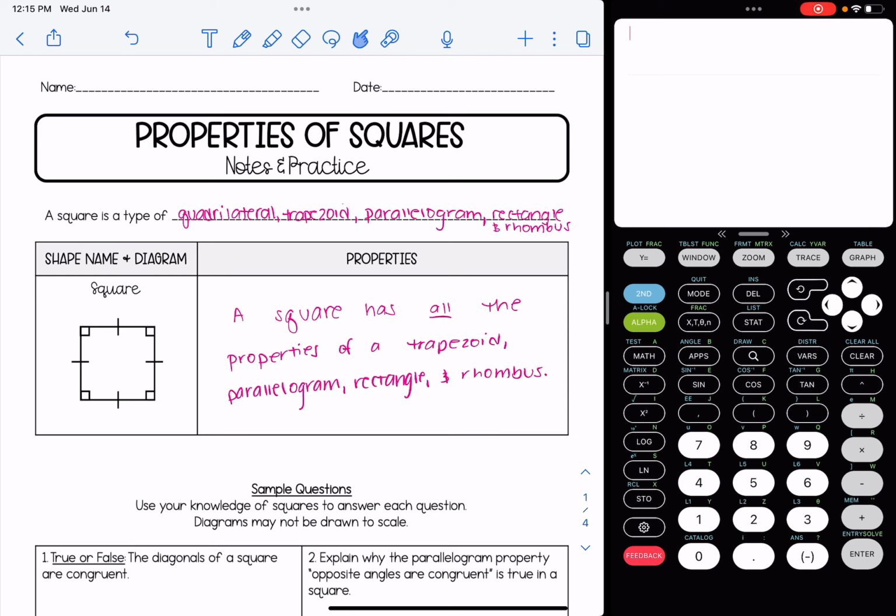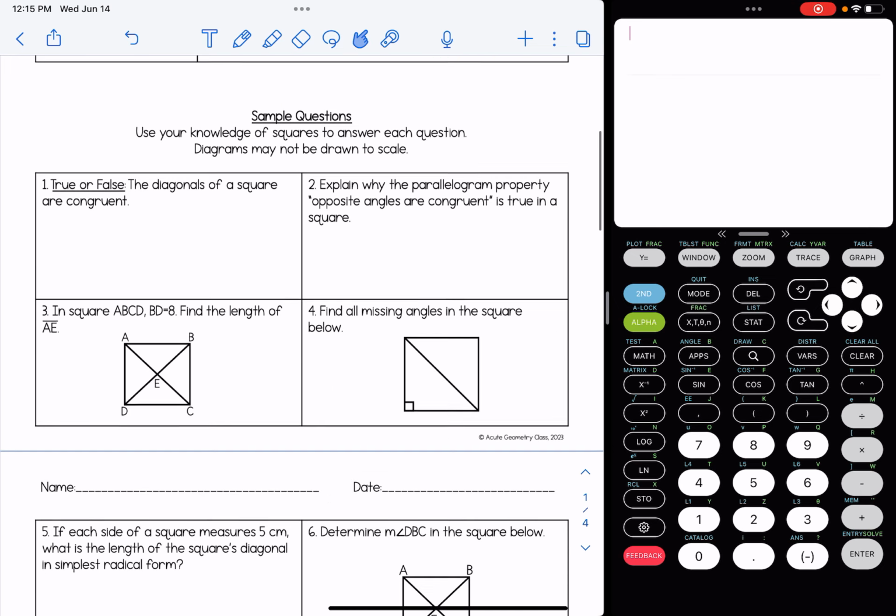So for instance, it inherits the parallelogram property that opposite sides are parallel, or it inherits the rectangle property that the consecutive sides are perpendicular and form right angles. It inherits the rhombus property that all sides are congruent. So a square does not have any unique properties. It just combines the properties of the other quadrilaterals. All right, let's look at some sample questions based upon that.